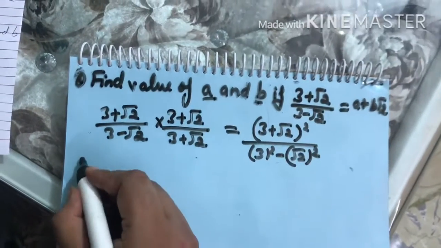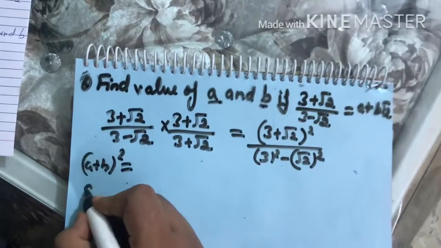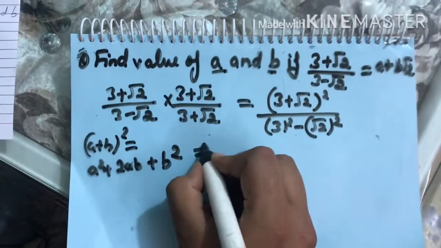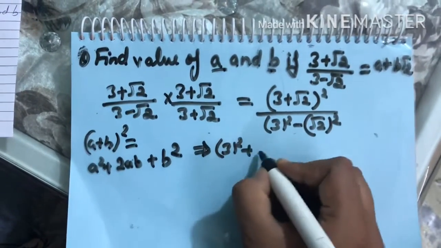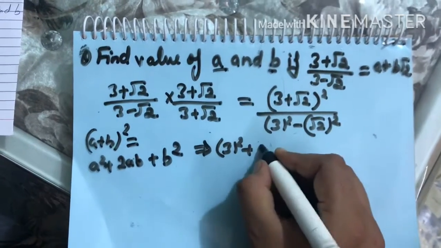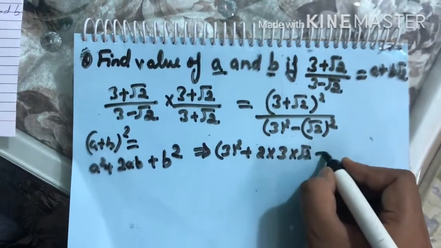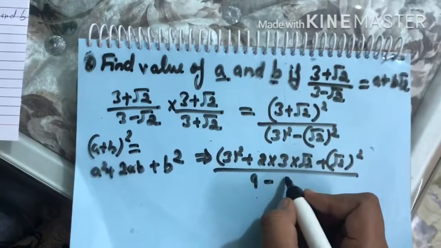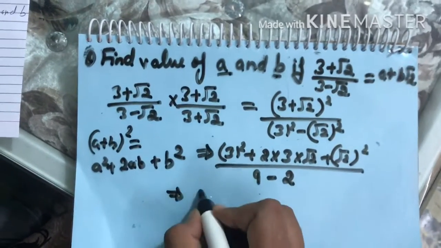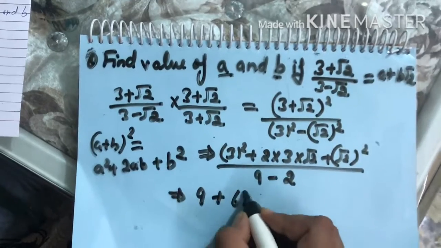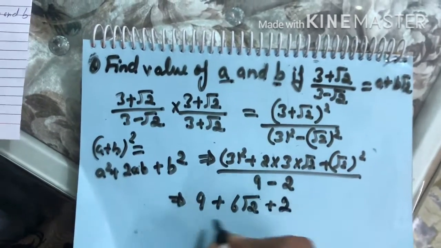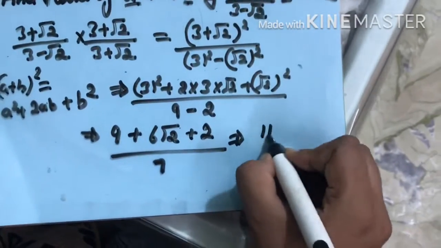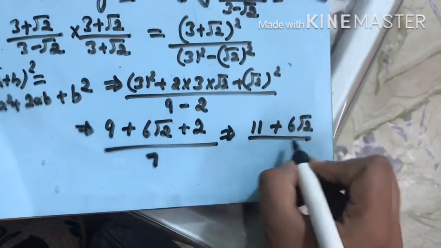So the upper portion becomes a plus b whole square. The identity of that is a square plus 2ab plus b square. So using the identity, 3 square plus 2 into 3 into root 2 plus root 2 square, divided by 3 square is 9, minus root 2 square is 2. So the answer becomes 3 3s are 9, 2 3s are 6, 6 root 2, and root 2 square becomes 2. Divided by 9 minus 2, it will become 7. So our final result becomes 9 plus 2, 11, plus 6 root 2, by 7.